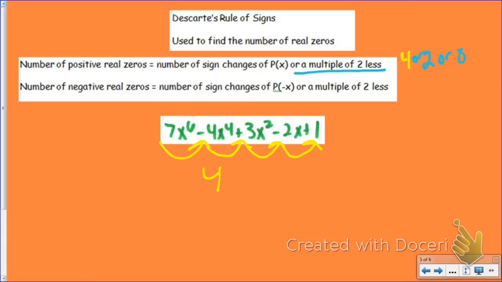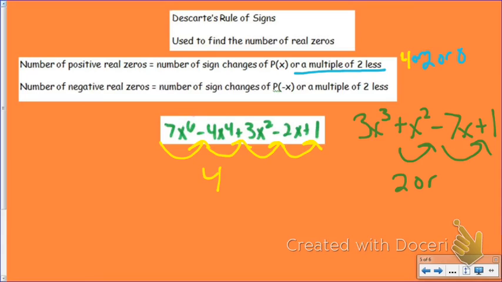Alright, so let's try another one looking for positive zeros. Let's look at 3x cubed plus x squared minus 7x plus 1. So if I look, this very first is positive, the next one's positive, that's not a sign change. But then that's a sign change, and that's a sign change. So the number of possible positive real zeros is 2, or remember I can subtract 2, it could also be 0.